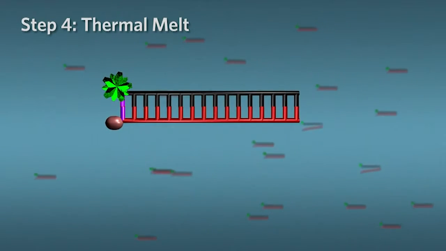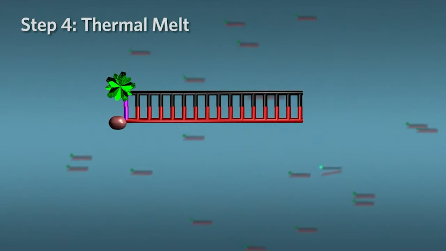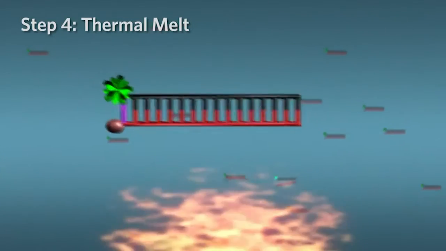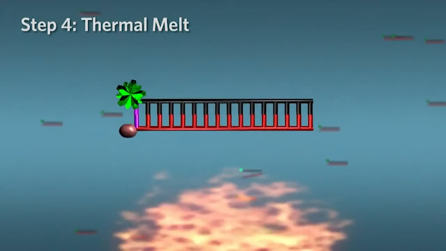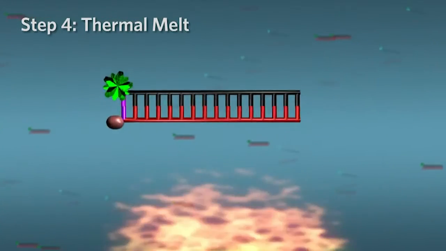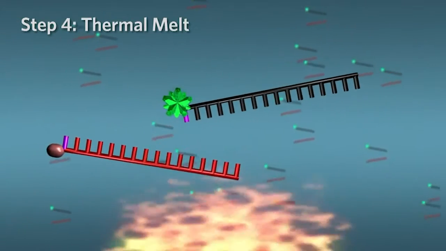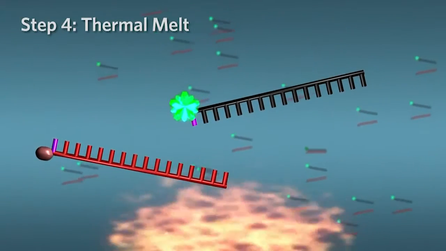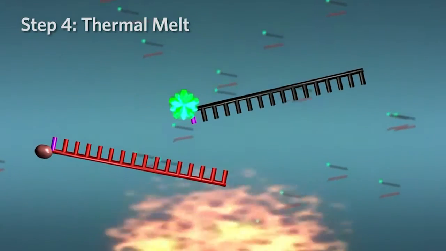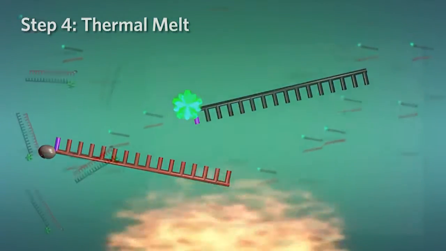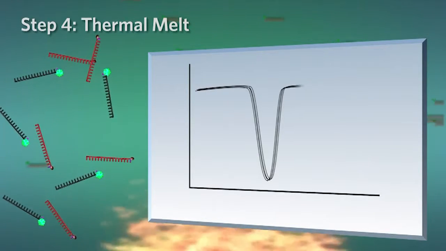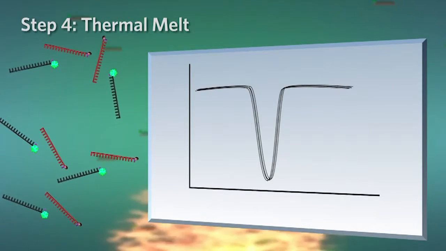Following completion of amplification, a thermal melt is performed. The reaction is heated. Heating causes the DNA strands to separate. As the strands separate, the quenching effect on the reporter is reduced, resulting in increased reporter fluorescence. Data collected by the instrument is graphed on the MultiCode RTx analysis software as a melt curve.